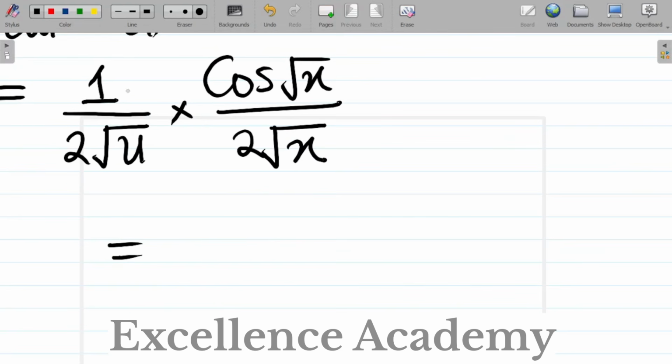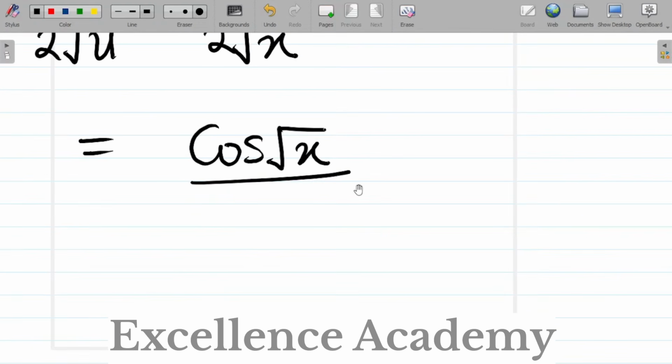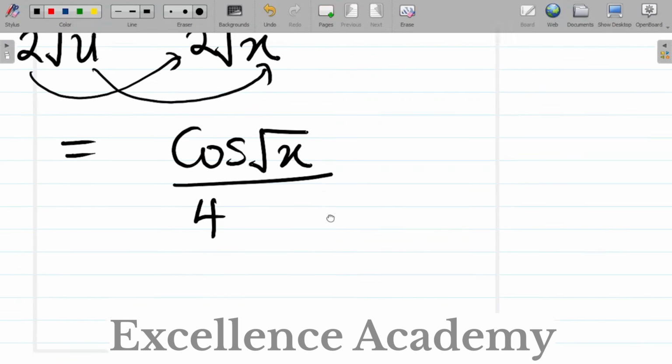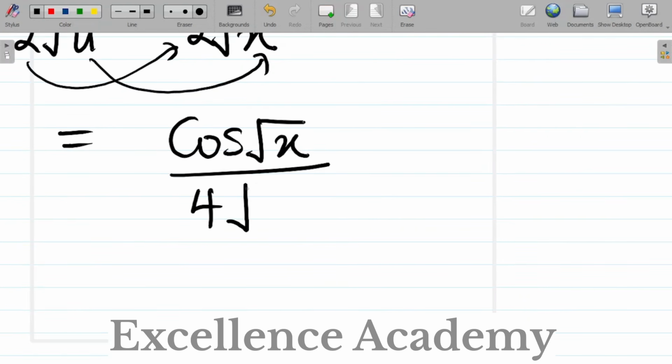This is equal to 1 times cos root x, gives you cos root x all over 2 times 2 gives you 4. So you have that as 4 into root u. You'll be left with root u times root x. Root u times root x, you put them in one square root. You now take x u, right? So root x u, that's what you have. All right, let's impute values. If I impute values there, what do I have there?